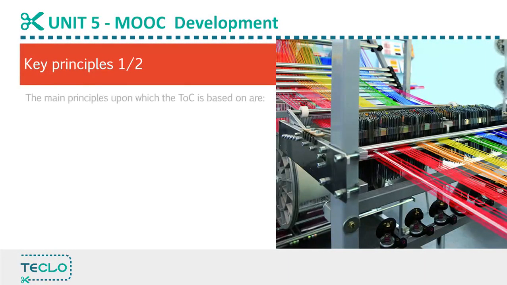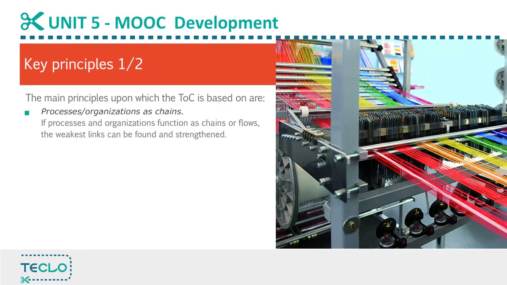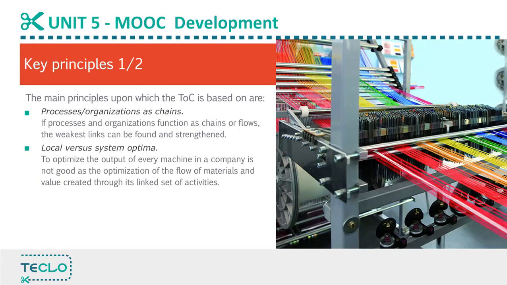Key principles. The main principles upon which the TOC is based are: processes, organisations as chains. If processes and organisations function as chains or flows, the weakest links can be found and strengthened. Local versus system optima. To optimise the output of every machine in a company is not good, as the optimisation should be of the flow of materials and value created through its linked set of activities.